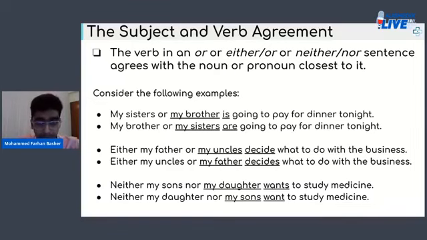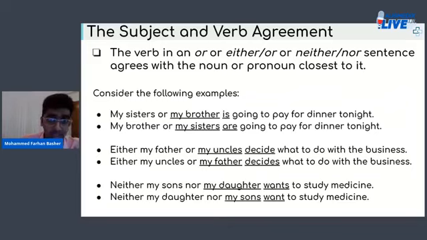It's the same case for the other two situations as well, such as either my father or my uncles decide. Now, decide is a plural verb in this case. Either my father or my uncles decide what to do with the business. Or either my uncles or my father decides what to do with the business. Since my father is singular, the verb is also kept singular by adding an S to the verb, which is decides. But if we were to keep it plural, then we would say decide.